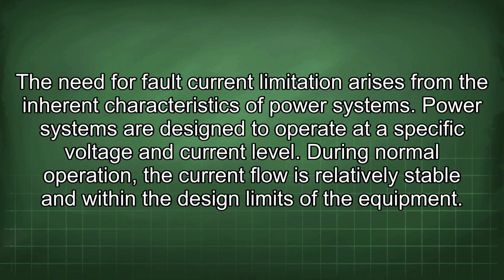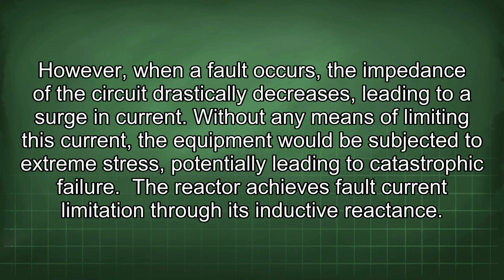The need for fault current limitation arises from the inherent characteristics of power systems. Power systems are designed to operate at a specific voltage and current level. During normal operation, the current flow is relatively stable and within the design limits of the equipment. However, when a fault occurs, the impedance of the circuit drastically decreases, leading to a surge in current. Without any means of limiting this current, the equipment would be subjected to extreme stress, potentially leading to catastrophic failure.